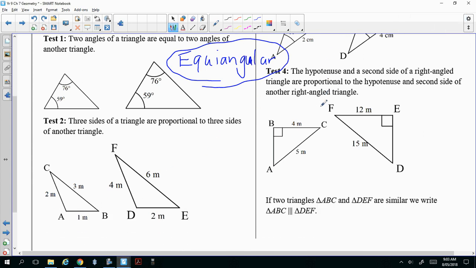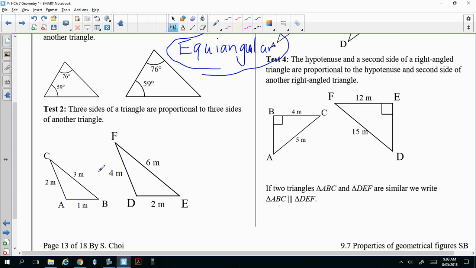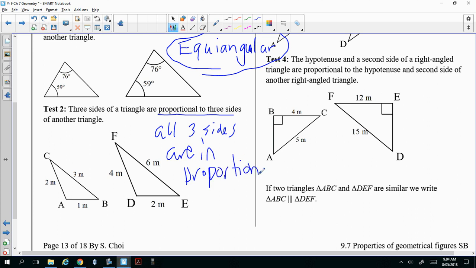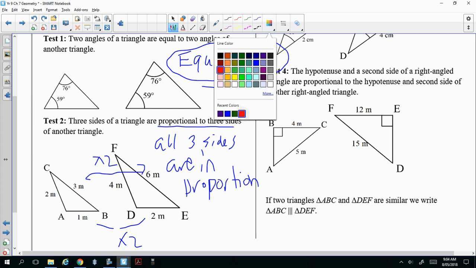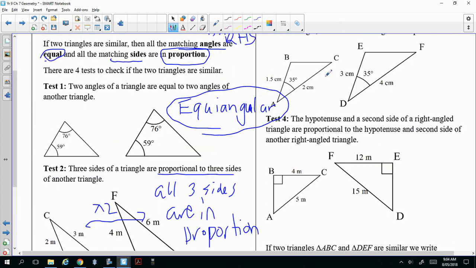How about the next one? All 3 sides are in proportion. As you can see, everything has been doubled, because that's times 2, that's times 2, etc. So this one is similar to the congruence test SSS.